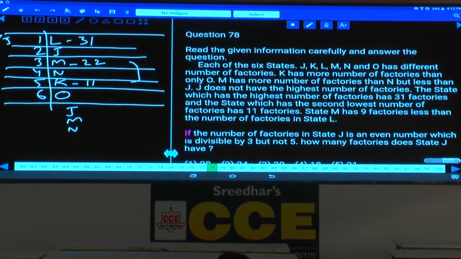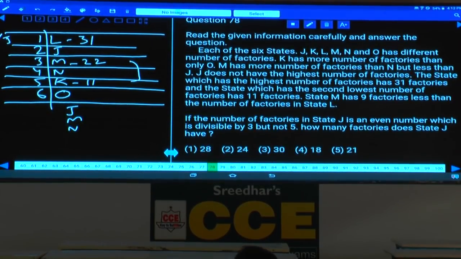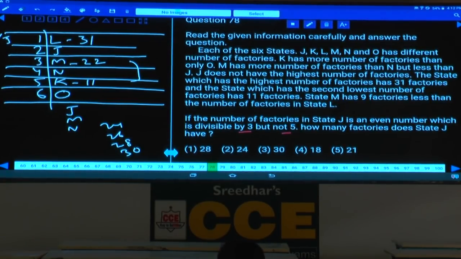Then 78: the number of factories in J is an even number which is divisible by 3 but not 5. An even number between 22 and 35. What are the numbers here? 24, 26, 28 and 30. So how many different possibilities? 4: 24, 26, 28, 30.